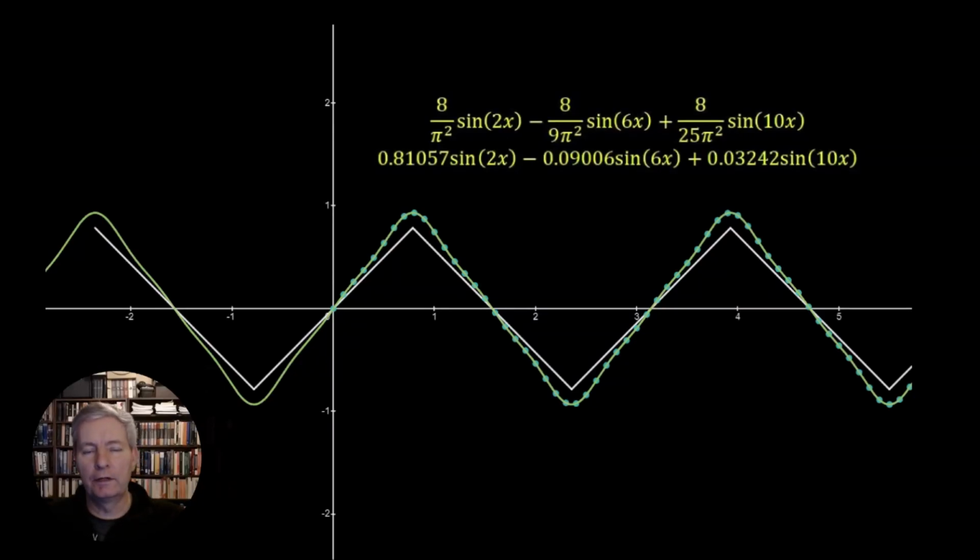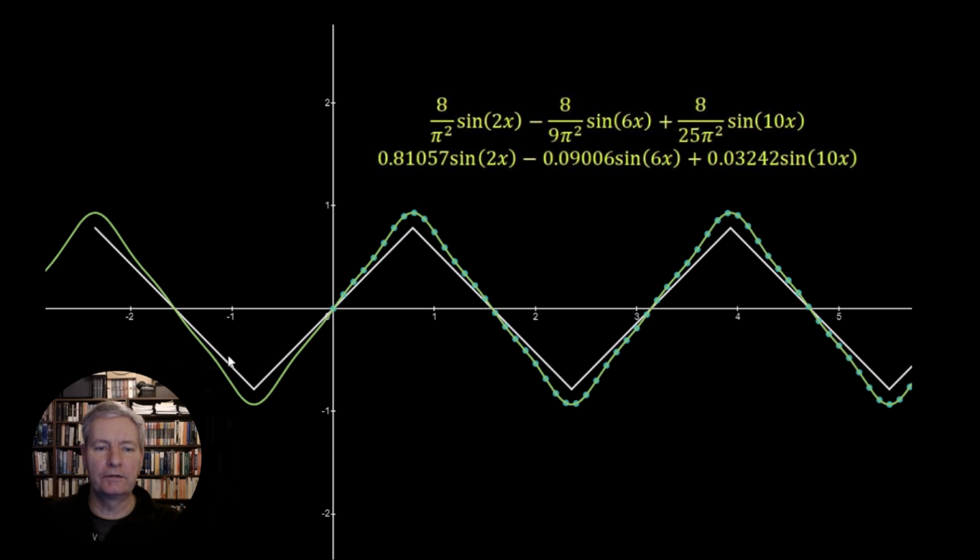I have generated a Fourier series approximation to a triangular wave using three terms. So these are the three terms here: 8 upon pi squared sine 2x minus 8 upon 9 pi squared sine 6x plus 8 upon 25 pi squared sine 10x. I've rewritten this as a polynomial, and I've put the polynomial into a graphical calculator.